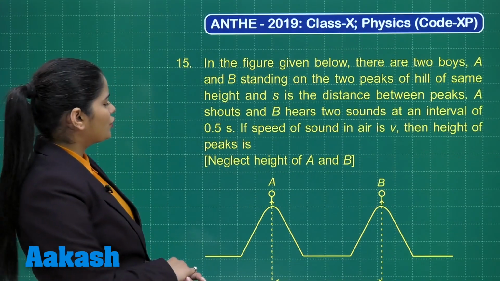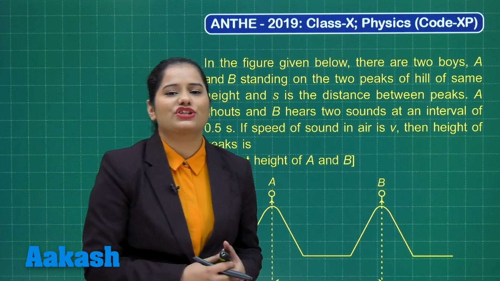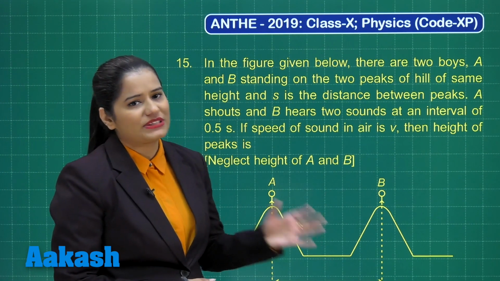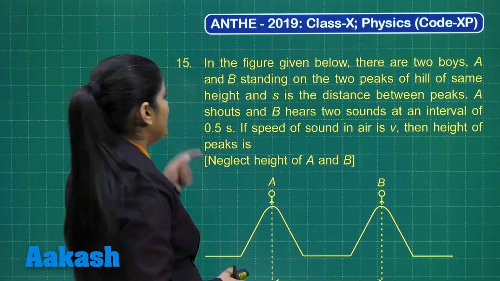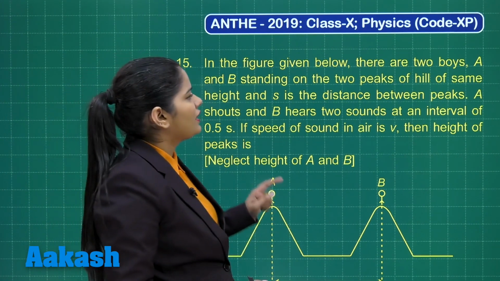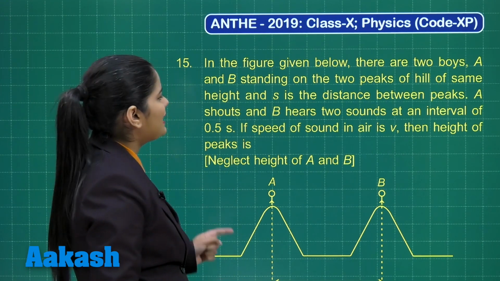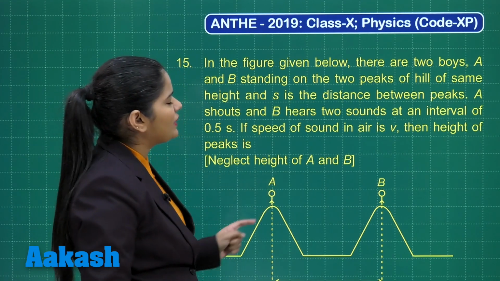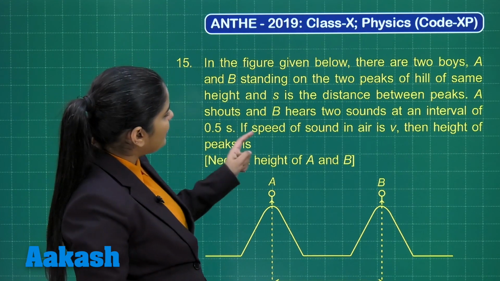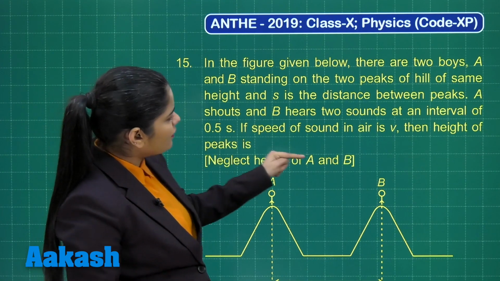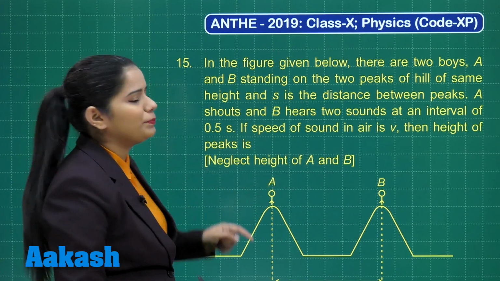Now let's have a look on to this next question, that is question number 15 for the discussion. This was the last question of physics section of this paper. This says, in the figure given below, there are two boys A and B standing on the two peaks of hill of same height, and S is the distance between peaks. A shouts and B hears two sounds at an interval of 0.5 seconds. If speed of the sound in air is V, then the height of the peak is.